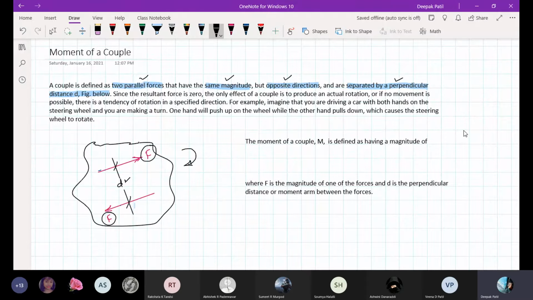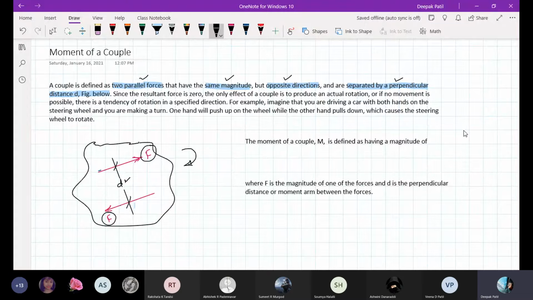Now, why will there be only rotation? Why is there no translation? You can see here the resultant of these two forces is 0, because this force is F and is on this side, and this force is also F and it is on the opposite side. So it is F minus F, which is equal to 0. It means the translation is not there. There will be only rotation.